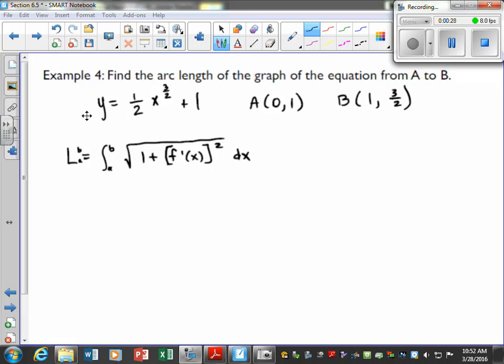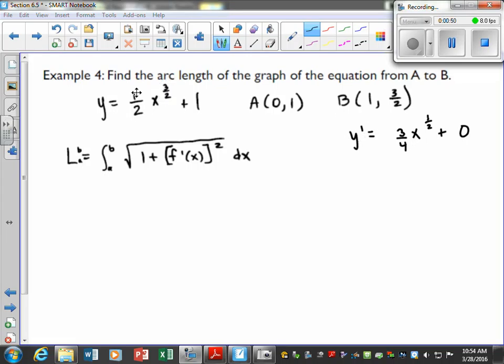If the equation was an x equals equation, you may want to use respect to y. You should get the same answer either way, but one's going to be a lot less painful than the other. So in this one, we're going to go ahead and do with respect to x. So first thing I want you to do is take the derivative. Okay, good. So you have your derivative here.